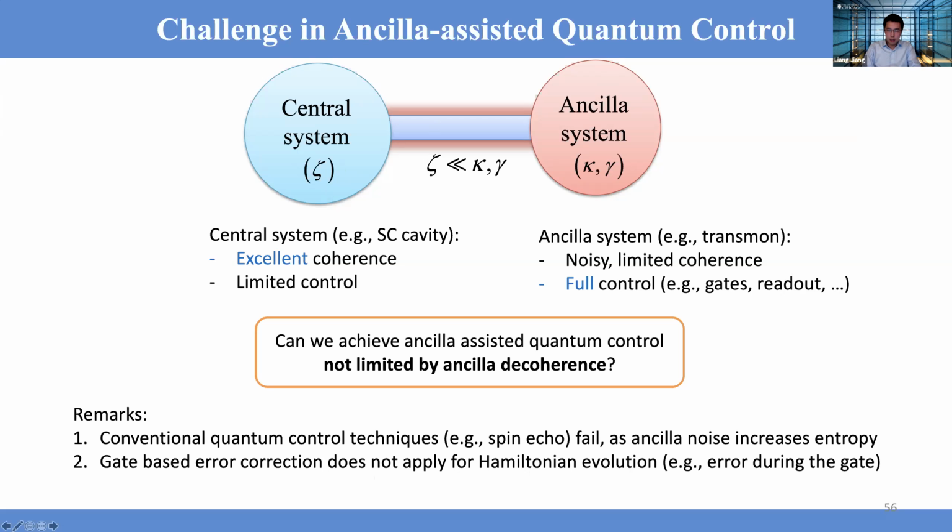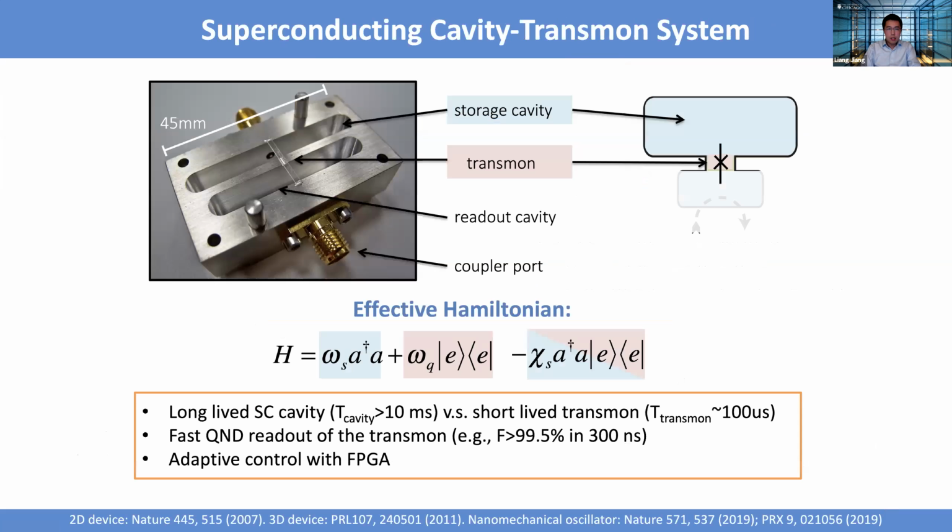So therefore, we need to develop new formalisms to combine quantum error correction and quantum control to achieve robustness against Ancilla errors while using the nonlinearity from the Ancilla. If you're from the experimental side, you can probably think that our central system could be a really high quality superconducting cavity, and the Ancilla is this transmon, which could be noisier.